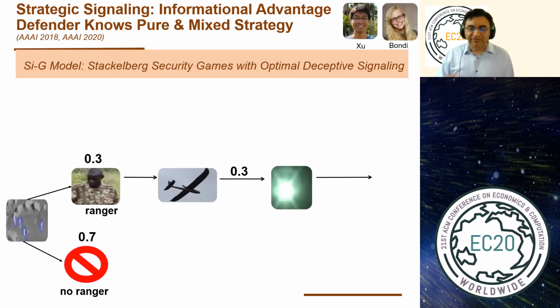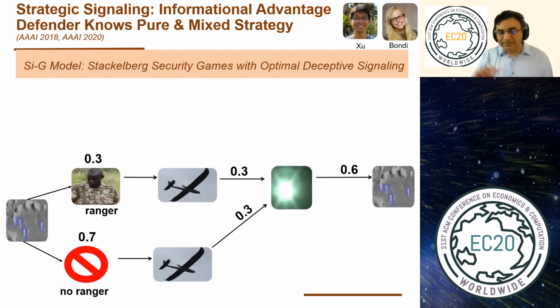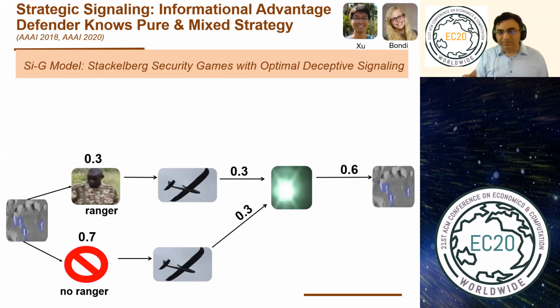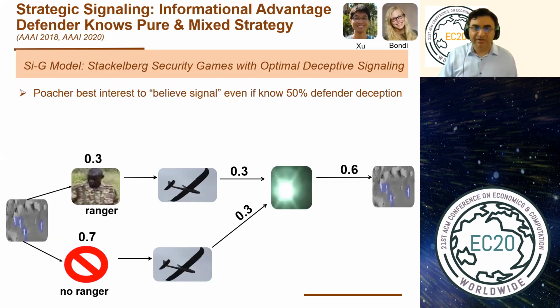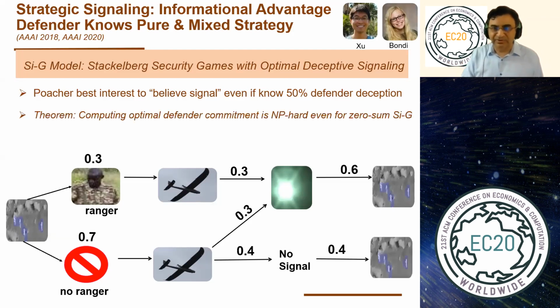ranger present. When the ranger is not present, with this 0.7 probability, 0.3 probability, it is still going to signal to the poachers that a ranger is present. These probabilities, so if you look at it from a poacher's perspective, half of the time they're being lied to as to whether the rangers are present or not, but still it is in the best interest of the poachers to believe the signal and run away, even though they know half of the time there is deception. The remaining time when there is no ranger, we are going to truthfully signal that there is no ranger.